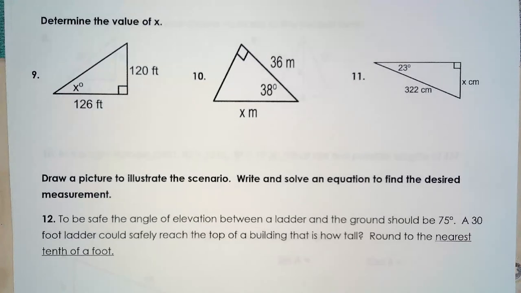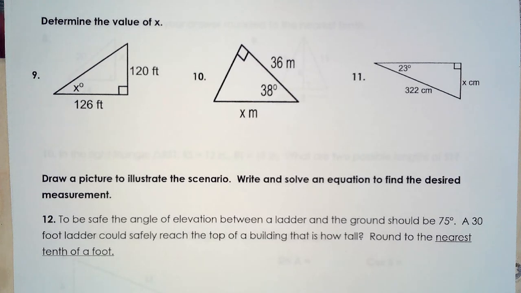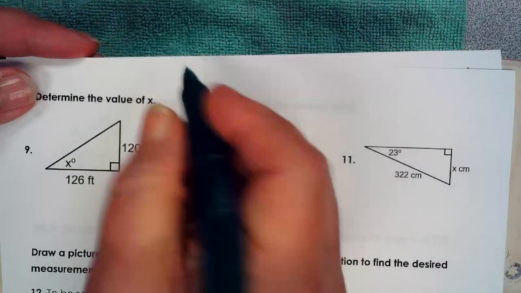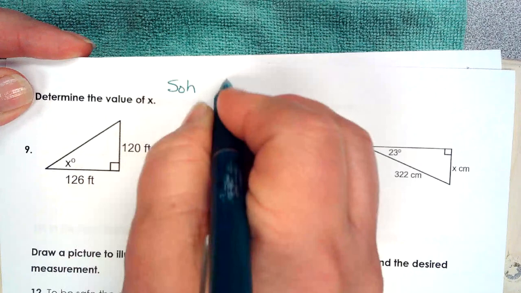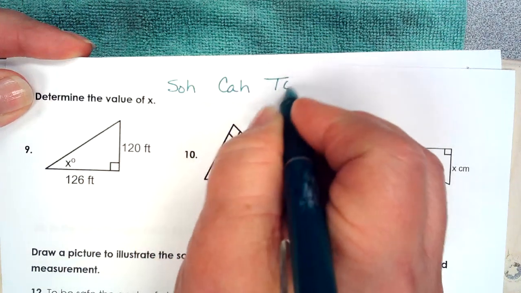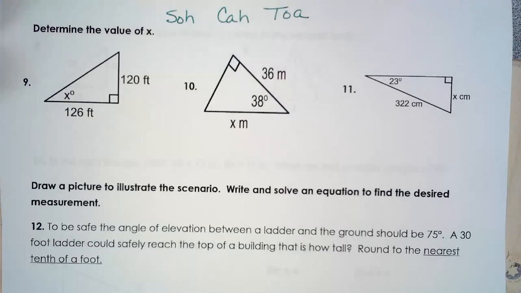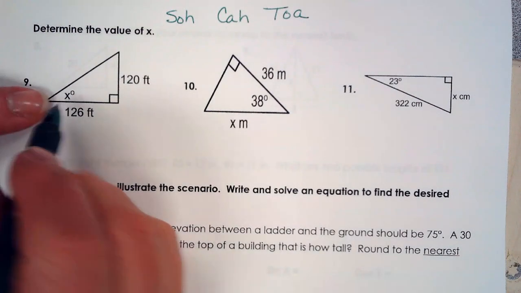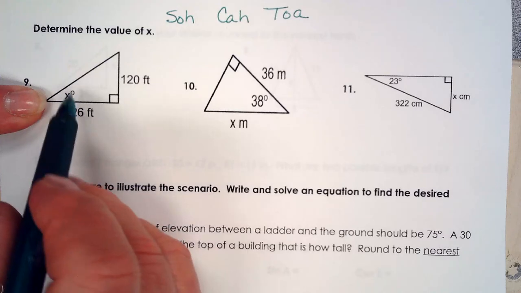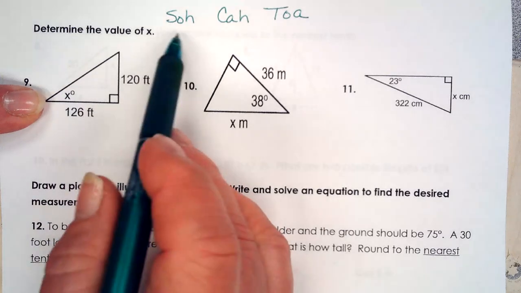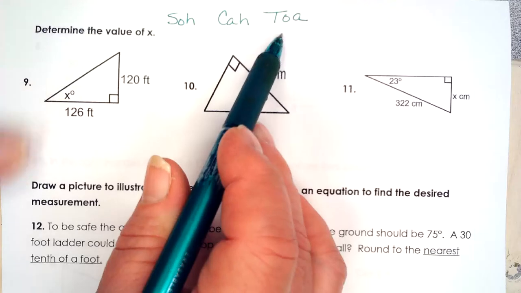Okay, determine the value of x. When we're looking at finding an angle measure, do you remember which button we use? So, what we need to do is to remember that acronym. So, TOA. If my angle's here, what two pieces do I have? Do I have my hypotenuse? No. So that eliminates sine and cosine and leaves me with tangent.